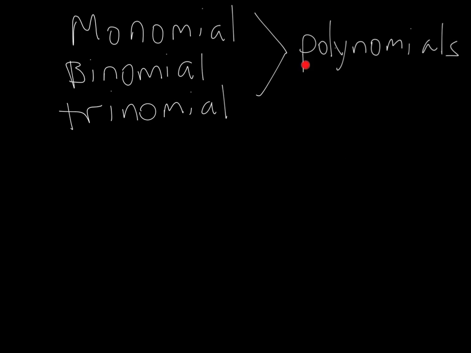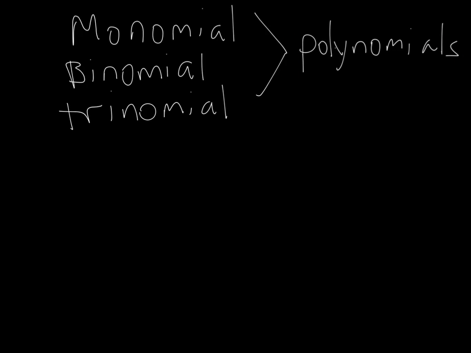Now, when we talk about polynomials, all of these are polynomials. When you have 1 term, it's considered a monomial. 2 terms is a binomial. 3 terms, trinomial. But all of those are still subsets of polynomials.